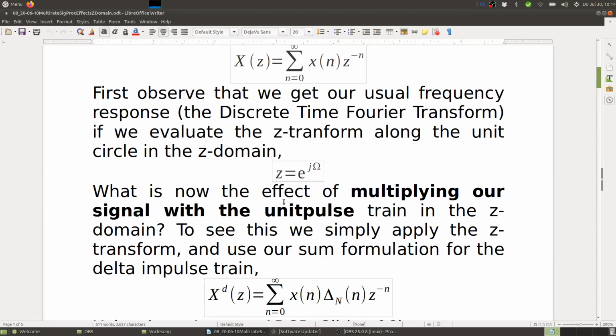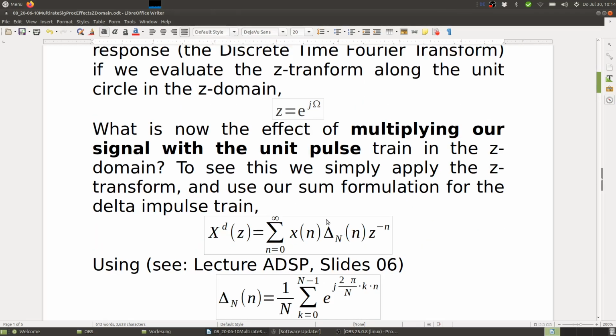So what is now the effect of multiplying our signal with a unit pulse train in the Z-domain? So remember we had this multiplication with a unit pulse train as the first step of sampling, right? We take our signal and we want to downsample it, for instance, then we multiply the samples that we want to keep with a 1 and everything in between with 0. To see this, we simply apply the Z-transform and use our sum formulation for the delta impulse train.